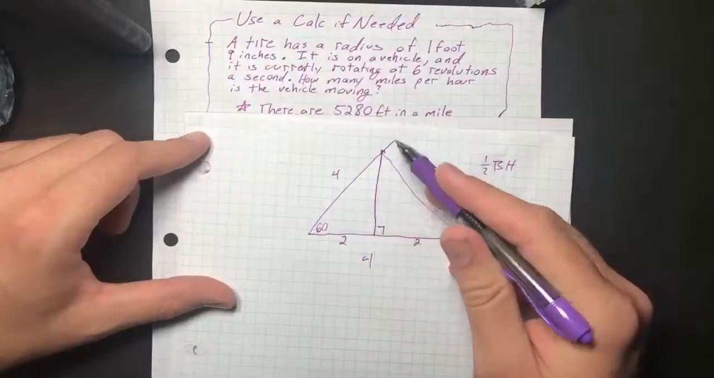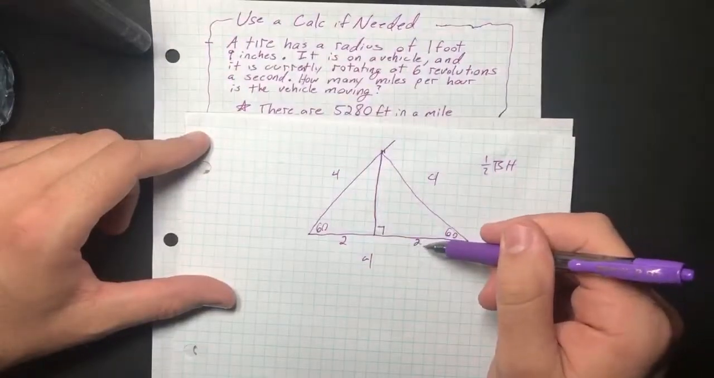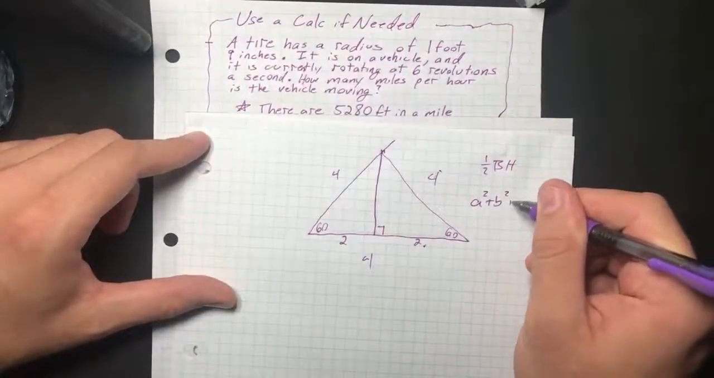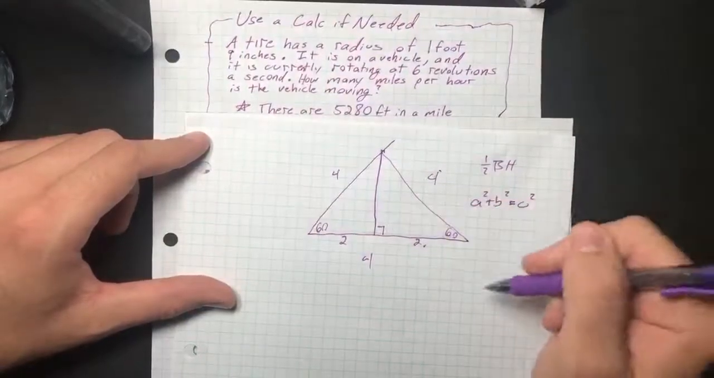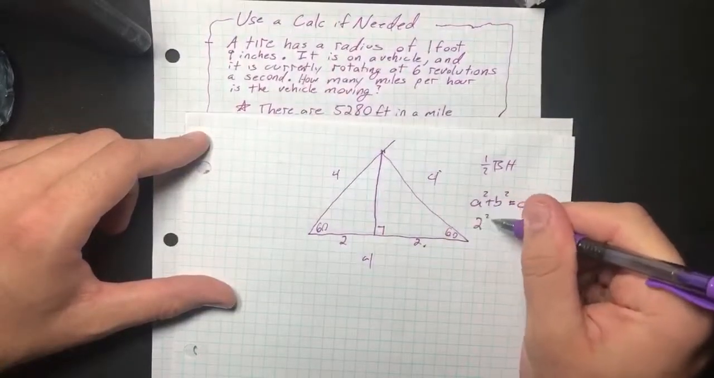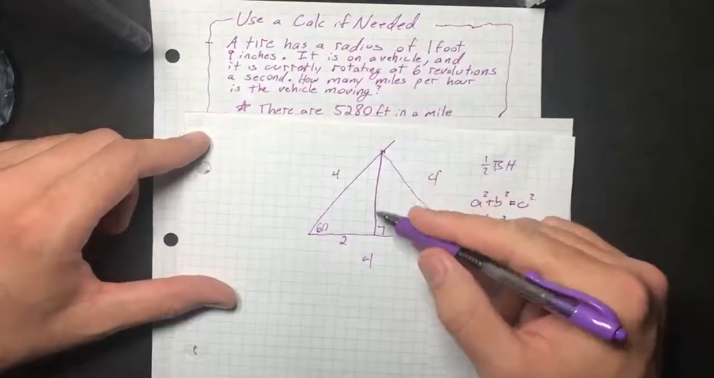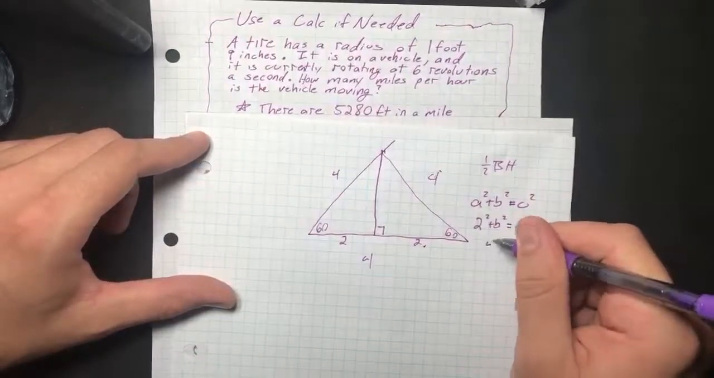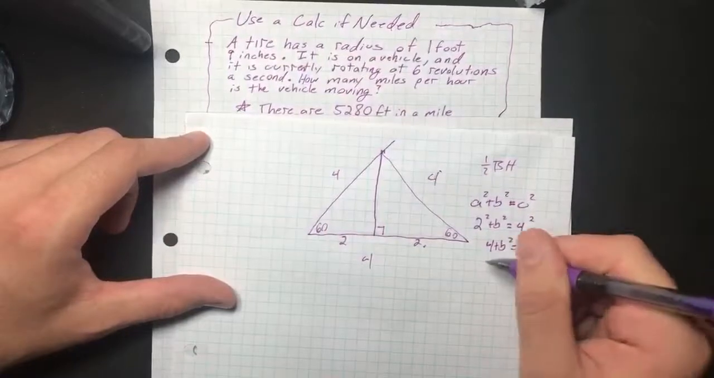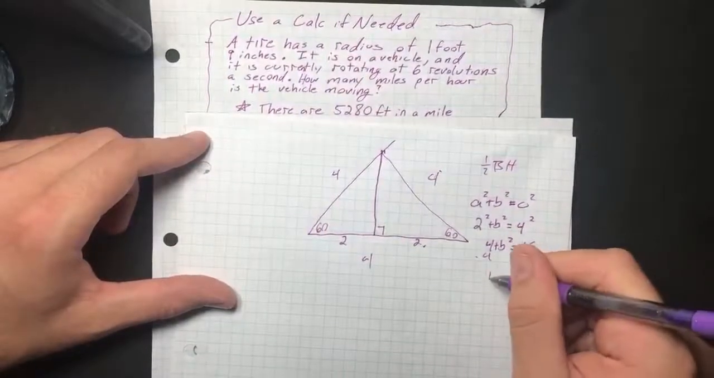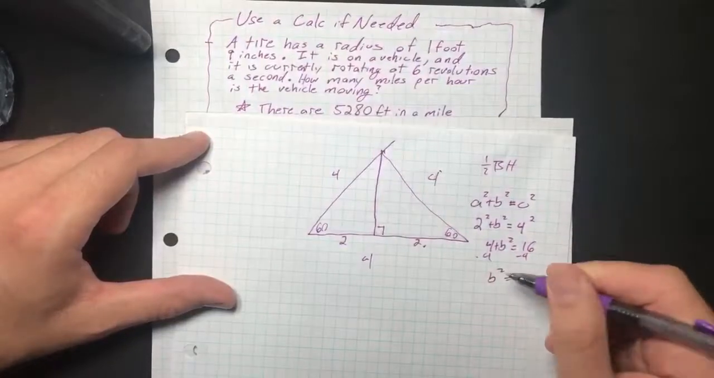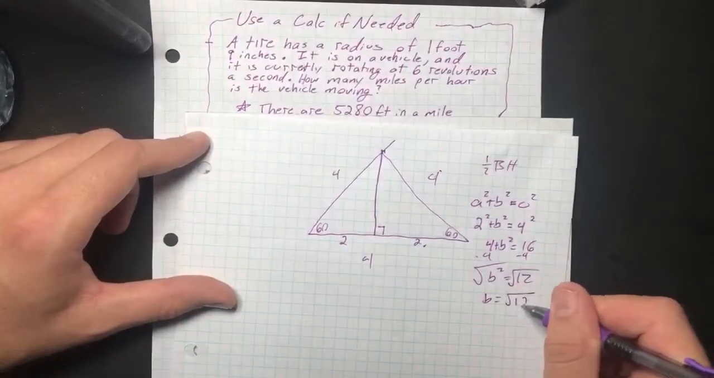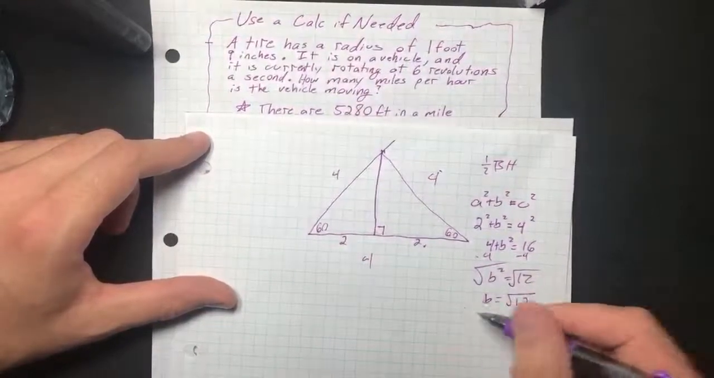Now, to solve it, we need to figure out what this height is. Looking at this, we know that this is 2 and this is 4, and we know the Pythagorean theorem, a squared plus b squared equals c squared. We can plug in what we know. The a squared is 2 squared. We don't know what b squared is. This is our b side. And the c squared is 4 squared. So we get 4 plus b squared equals 16. I'm going to subtract 4 from each side, so b squared equals 12. Take the square root of both sides. B equals the square root of 12. A lot of you guys did a good job of breaking down this radical.